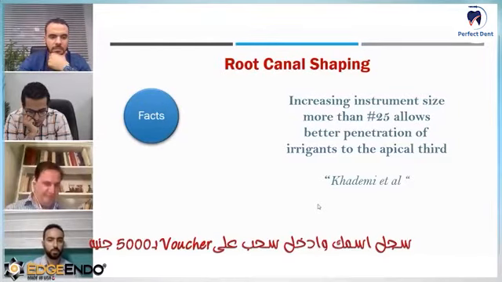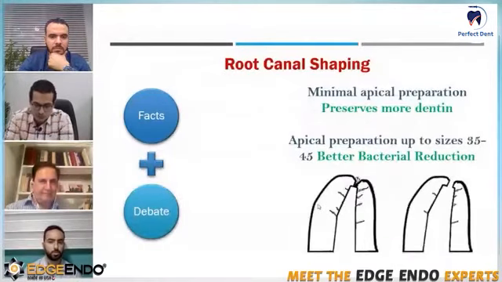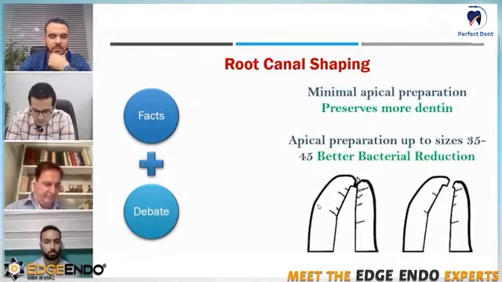So now we have a debate. Our first debate is that minimal apical preparation preserves more dentine, while larger apical preparations will allow for better bacterial reduction.